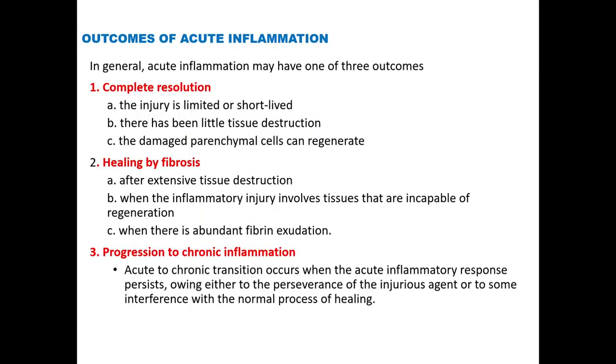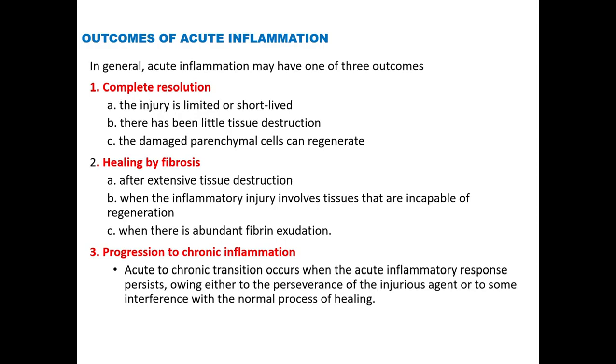What is the outcome of acute inflammation? In general, acute inflammation may have one of three outcomes. Either we have complete resolution, if the injury is limited or short-lived, or there has been little tissue destruction, or the damaged parenchymal cells can regenerate. That means a type of cell that is capable of regenerating and dividing. Healing by fibrosis after extensive tissue destruction may occur, or when the inflammatory injury involves tissue that is incapable of regeneration, or when there is abundant fibrin exudation.